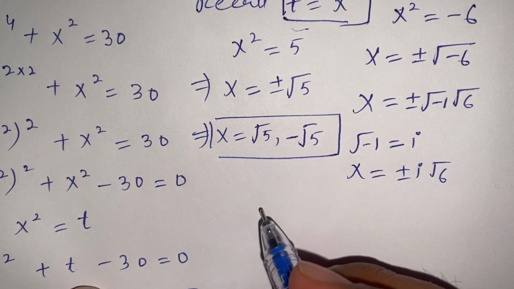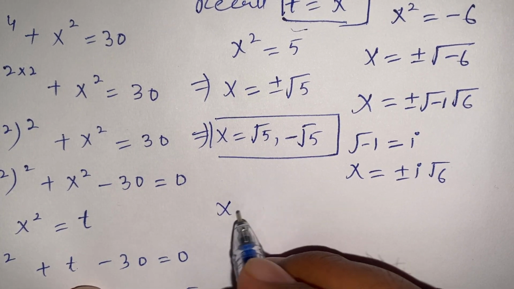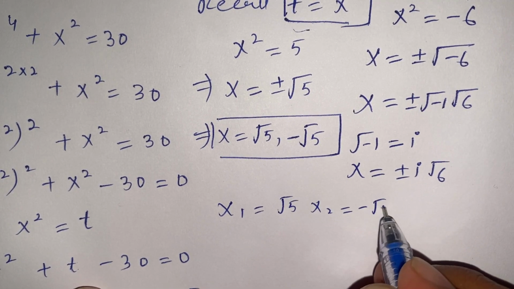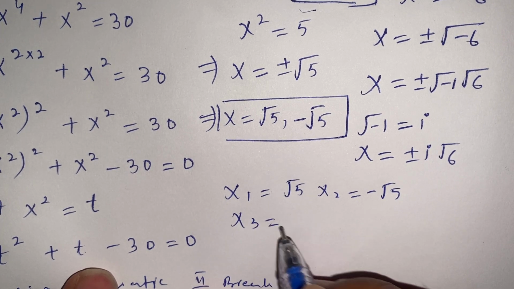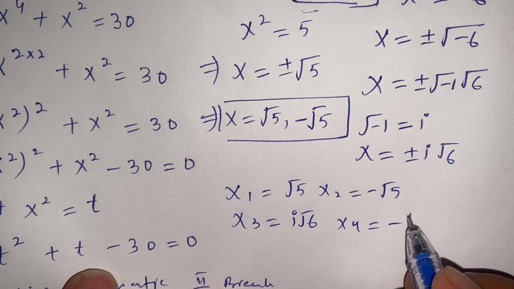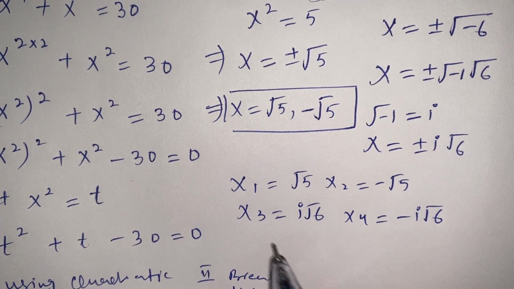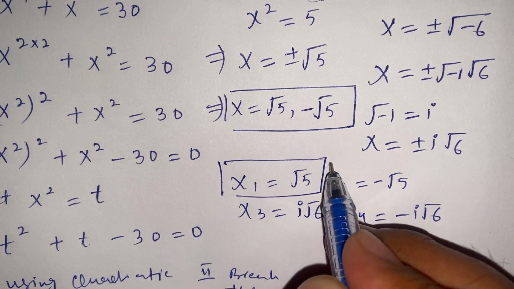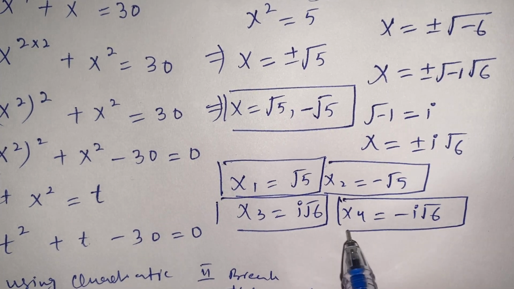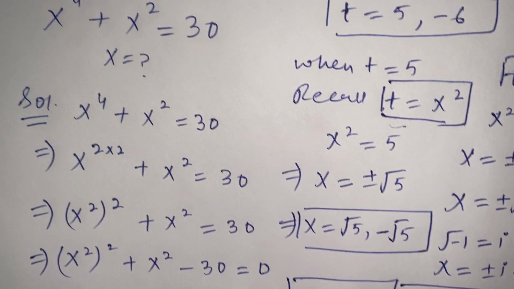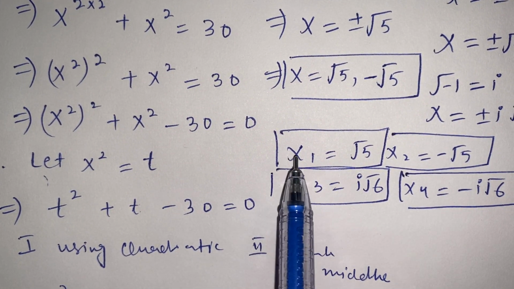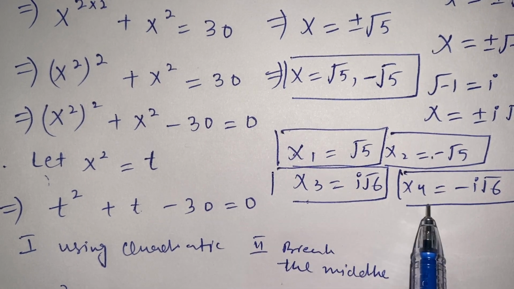Now the values of x: x1 is equal to square root of 5, x2 is equal to minus square root of 5, x3 is equal to iota square root of 6, and x4 is equal to minus iota square root of 6. Now here are the four roots: x1, x2, x3 and x4. The highest power of this equation is 4, and the four roots are x1, x2, x3 and x4.